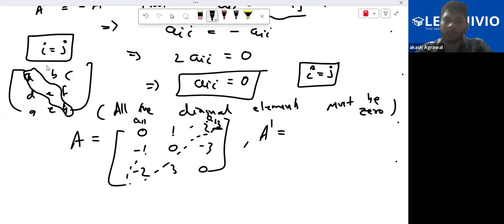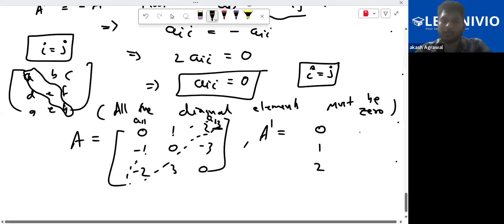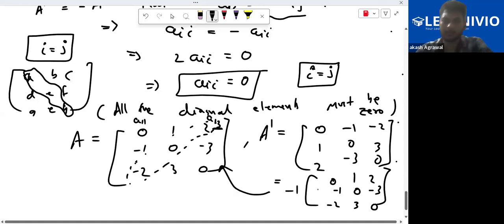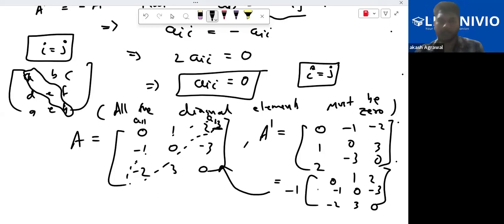Now if we take the transpose, then this becomes 0, 1, 2, -1, 0, -3, -2, 3, and 0. Right. If we take the negative out, then it becomes -1 times 0, 1, 2, -1, 0, -3, -2, 3, and 0. So you can see this is equal to this. Okay, so negative of A transpose is equal to A. Hence, it is a skew symmetric matrix. Okay, and it's very important. Note it down.